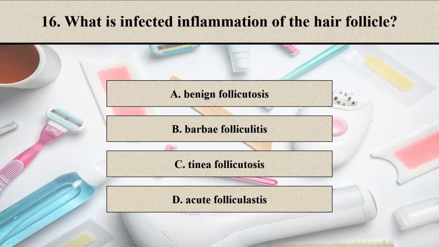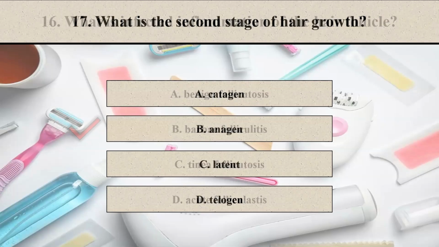What is infected inflammation of the hair follicle? Is it benign folliculosis, Barber folliculitis, tinea folliculosis, acute folliculostasis? If you chose B, Barber folliculitis, you are correct.